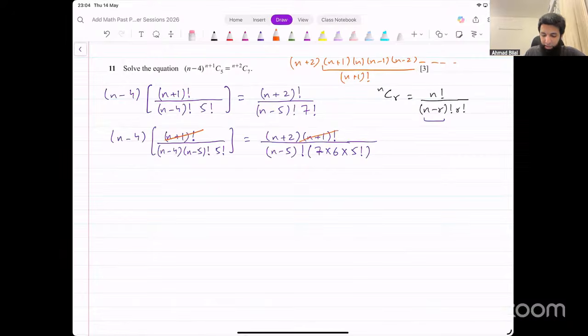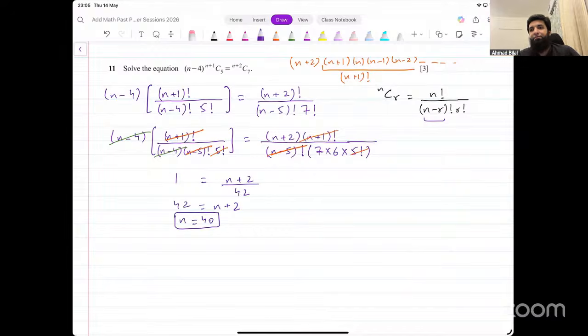Now, let's do cancellation. N minus 5 whole factorial and n minus 5 whole factorial, they get cancelled. 5 factorial and 5 factorial, they also get cancelled. In fact, here as well, n minus 4 and n minus 4 also get cancelled. What are we left with? On the left side, everything is eliminated, so we've got 1. On the right, we have n plus 2 divided by 7 times 6, which is 42, right? It goes to the other side: 42 equals n plus 2, and the value of n turns out to be 40. That is what we were looking for. N equals 40.